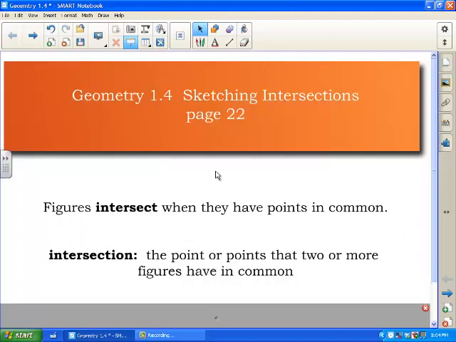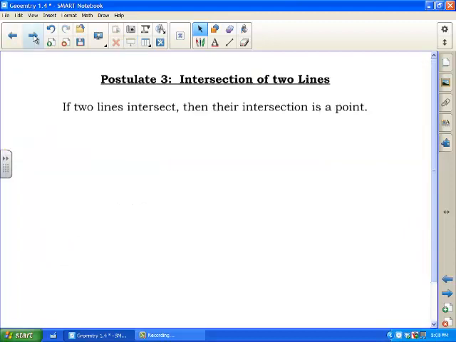This lesson gives us our third postulate. Remember from our last lesson, a postulate is just a statement that's accepted to be true without verification. This postulate talks about the intersection of two lines, and it tells us that if two lines intersect, then their intersection is a point. And this is pretty easy for us to visualize. Anytime we have two lines that cross, they meet in one single point.